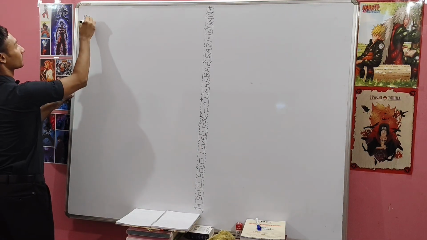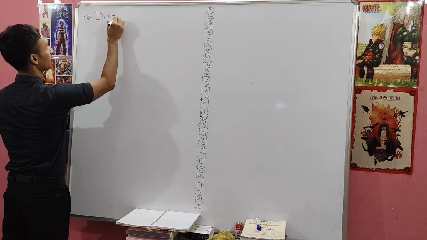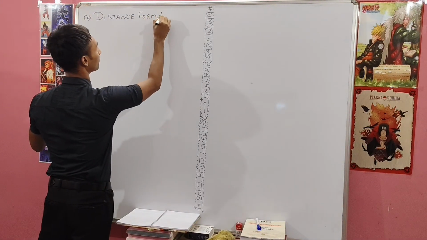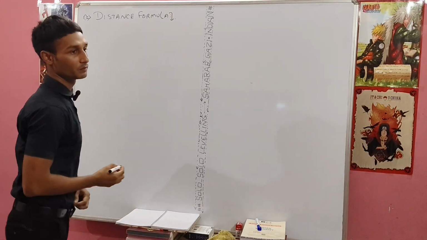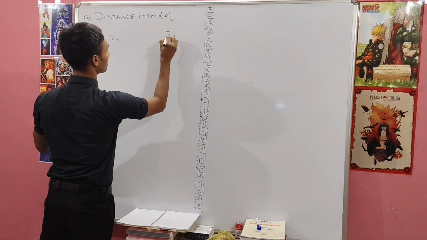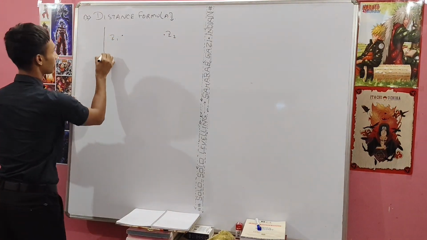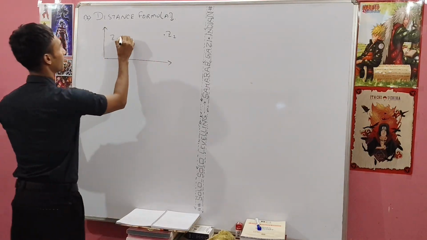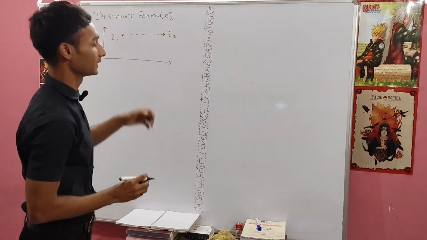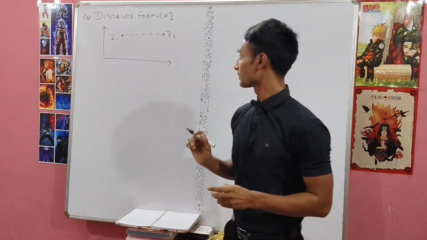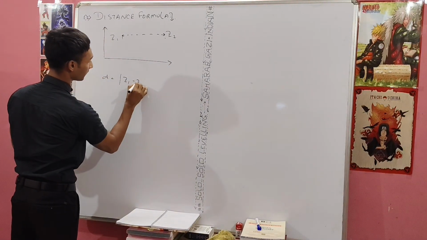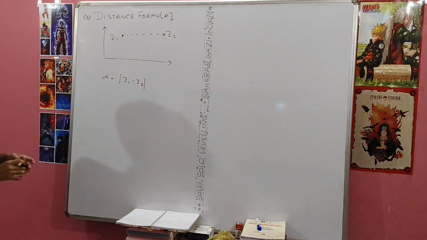First, the distance formula. The distance between two complex numbers z1 and z2 in this Argand plane, you have to find this distance. First of all, the distance is equal to mod of z1 minus z2. It's equivalent to the distance.